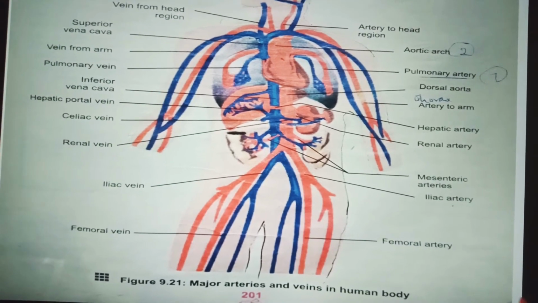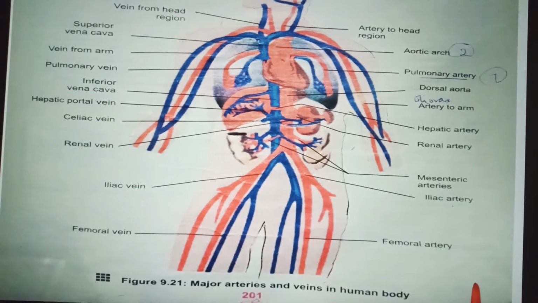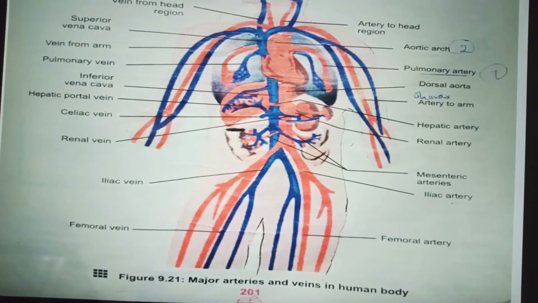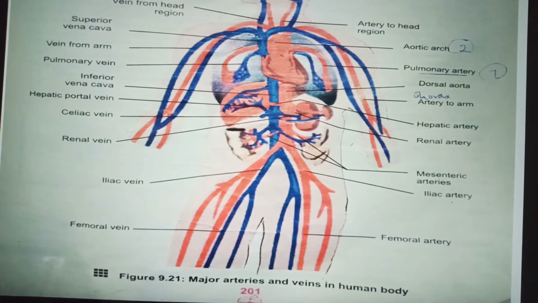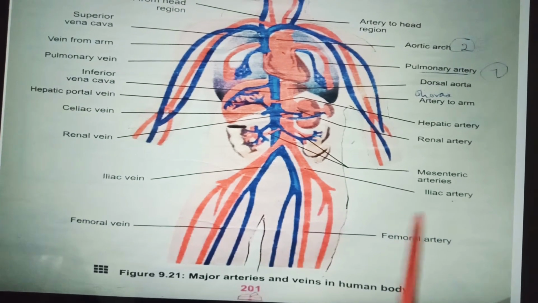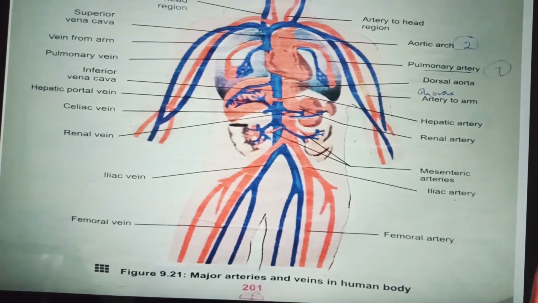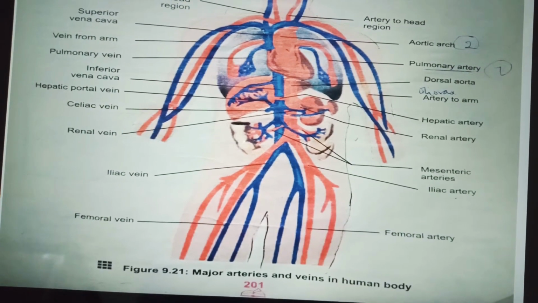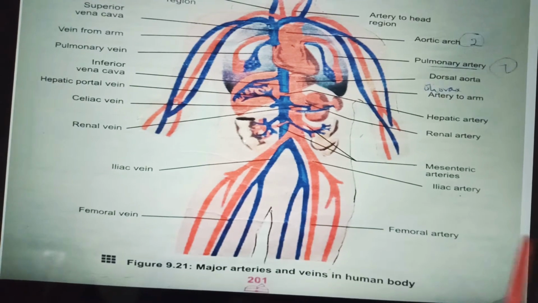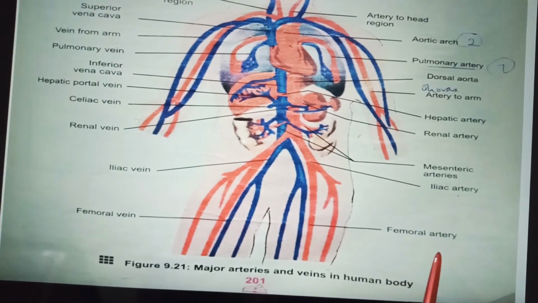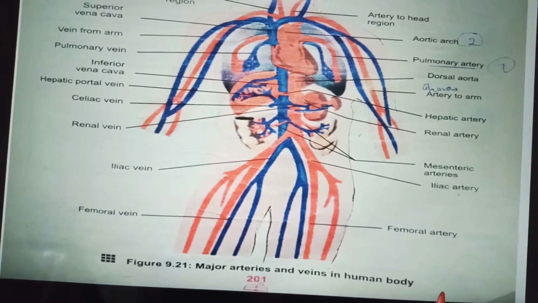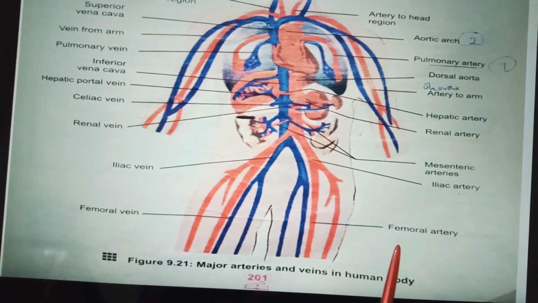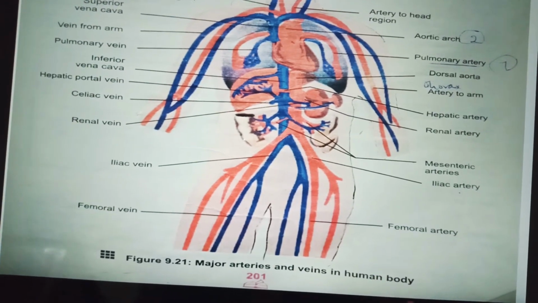Then the aorta divides into two common iliac arteries, each of which divides into an internal iliac artery and an external iliac artery. Each external iliac becomes the femoral artery. In the upper thigh, it gives branches to the thigh, knee, shank, ankle, and foot.